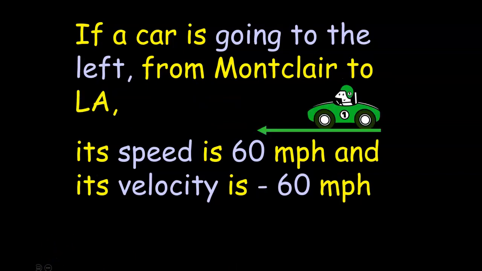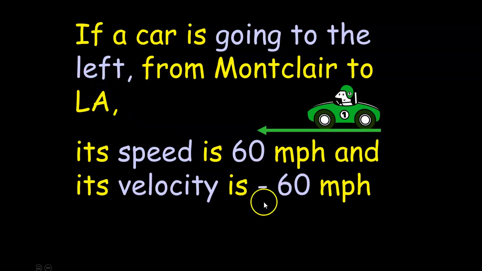Versus if the car was going to the left, from Montclair to LA, the speed would still be 60 miles per hour, but we would say its velocity is negative 60 miles per hour because it's traveling to the left.